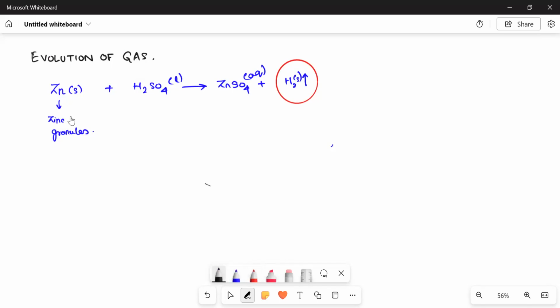Let me give one example from the previous thing that we have studied. मेरे पास ये था Pb3O4. This was lead oxide. When I heated it, what happened? I got lead monoxide and I got what? I got oxygen. So this oxygen was liberating out. So that means this is an example of evolution of gas.